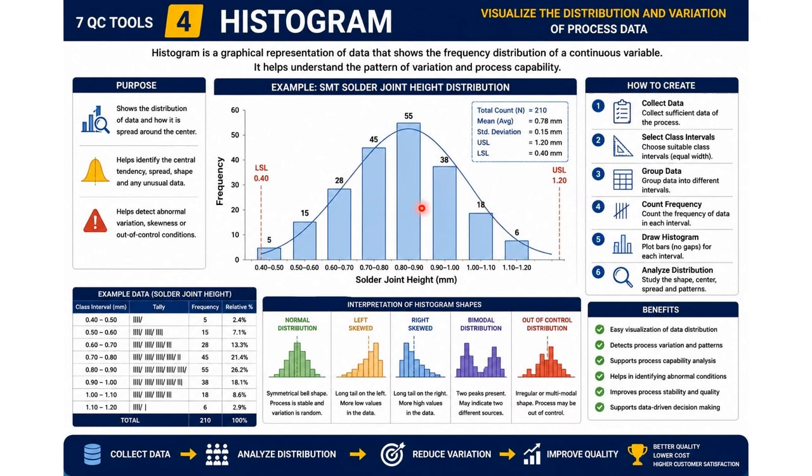A histogram is widely used in quality assurance, manufacturing, SPC, Six Sigma, and process capability analysis to monitor variation, identify abnormalities, and support data-driven decisions. Remember, a histogram doesn't just show data, it tells the story of your process. By understanding that story, you can reduce variation, improve quality, and achieve a more capable manufacturing process.